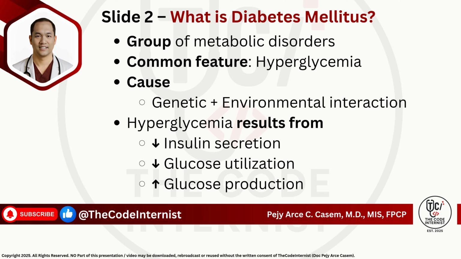This condition isn't caused by a single factor. It arises from a combination of genetic predisposition and environmental triggers. In simple terms, the body either doesn't produce enough insulin, can't use it properly, or the liver makes too much glucose. Any of these can lead to persistently high blood sugar.